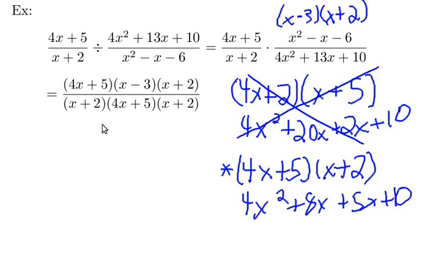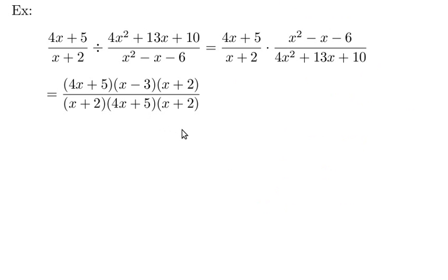Okay, so we have x plus 2 times 4x plus 5 times x plus 2. Okay, now clear all that off. Now I think about what can we cancel. Well, this 4x plus 5 cancels with this 4x plus 5. This x plus 2 cancels with this x plus 2.